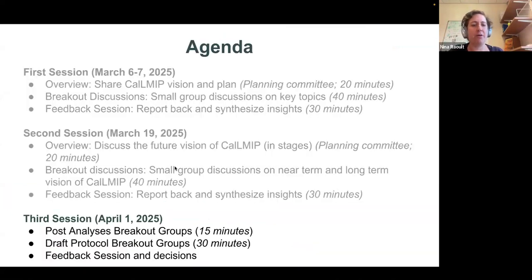So today we're going to talk a little bit about the post-analysis again, because I think it's going to help us get a little bit more of a vision of what we see this CalMIP looking like and moving forwards. And then we're going to go over the draft protocol. There are a few questions on the document, and I think we decided that it'd be nice to be able to talk these through, and then we'll do feedback, decisions, and then the next steps.